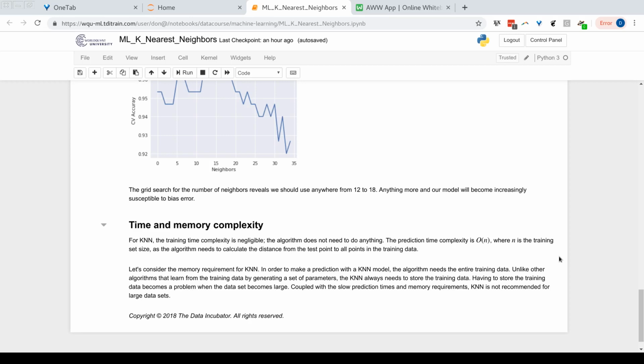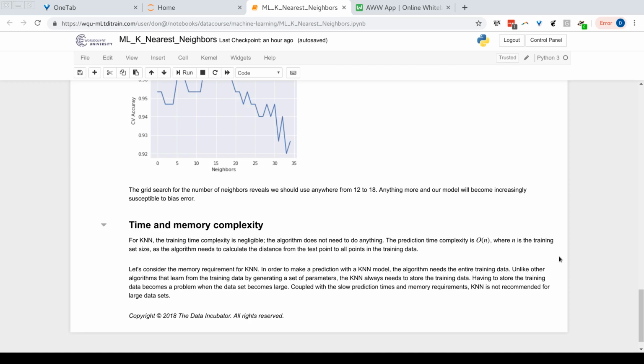In other words, if I double my training data, will my prediction time double? Will it stay the same? Would it increase by a factor of 4? What is the time complexity? How do the training time and prediction time scale as a function of my training size?